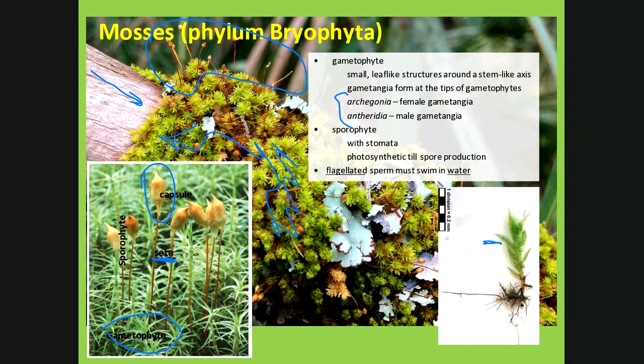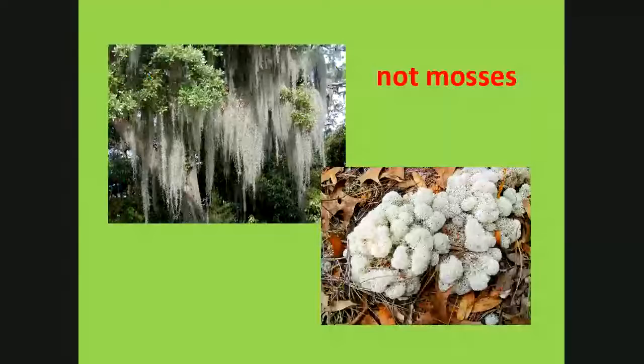Okay, and speaking of mosses, everybody remember that this is not a moss, right? Spanish moss on the left is not a moss. It's actually a flowering plant. And then this is called deer moss or reindeer moss. And that's not a plant at all. That's a lichen. And lichens aren't plants.